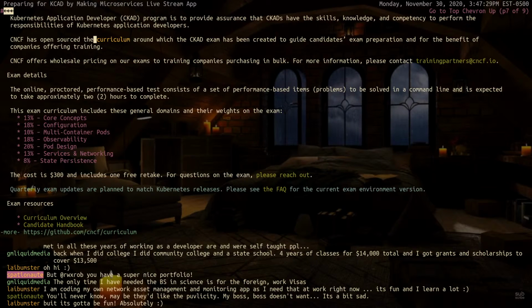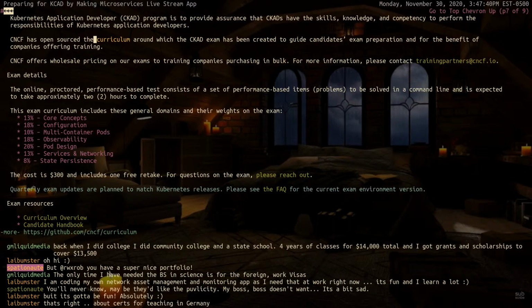I'm glad I put a lid on my coffee that time. Otherwise it'd be all cold by now. Yeah, note to self: make sure you have a lid on your coffee at all times. So, is it about certs in Germany?